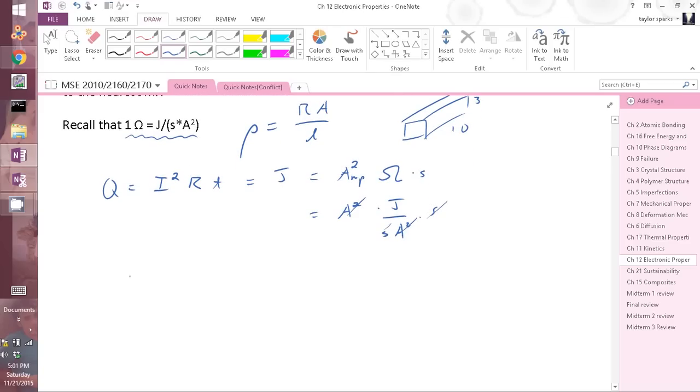So when we punch the numbers in, we get 15 amps, this whole thing squared, multiplied by rho times L over A, multiplied by 60 seconds. Plugging in further, we find that this is equal to 15 amps squared.